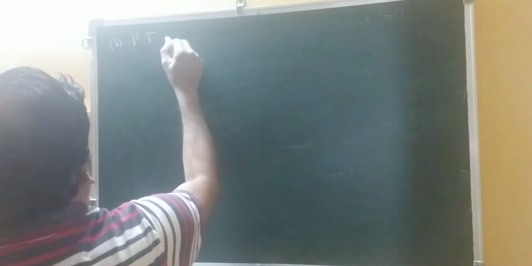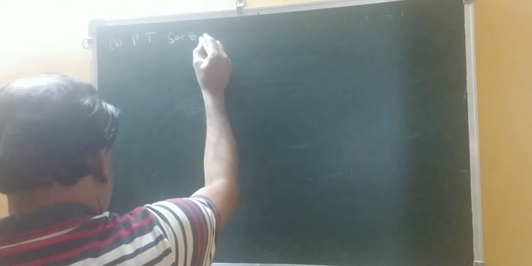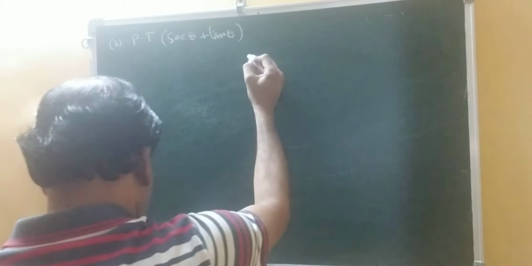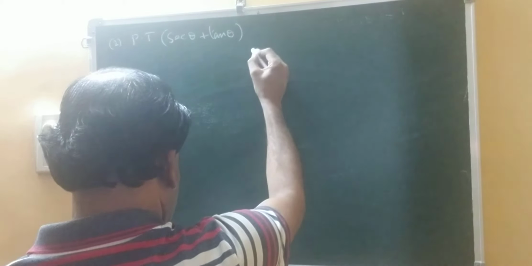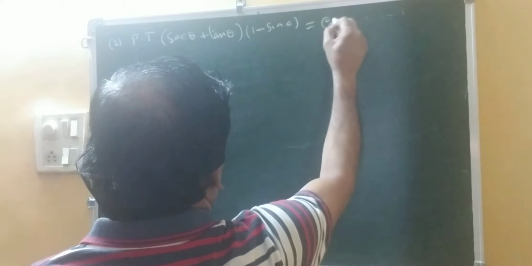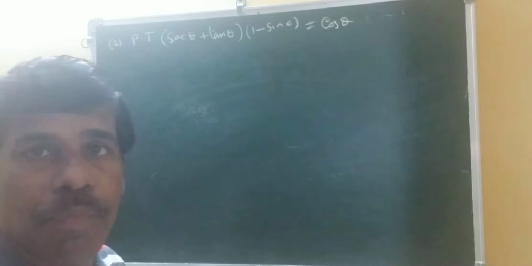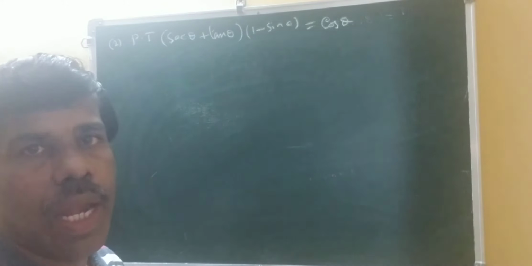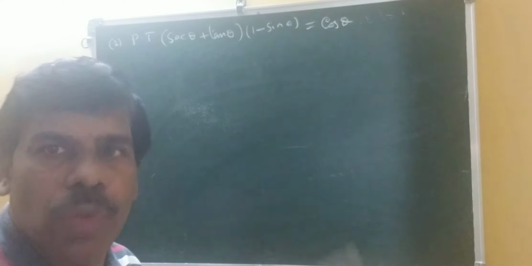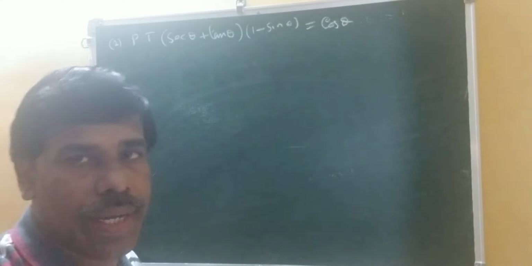This is also very interesting. Prove that (sec theta plus tan theta) into (1 minus sin theta) is equal to cos theta. Same thing. We will take left hand side and we will try to simplify to get the required right hand side.